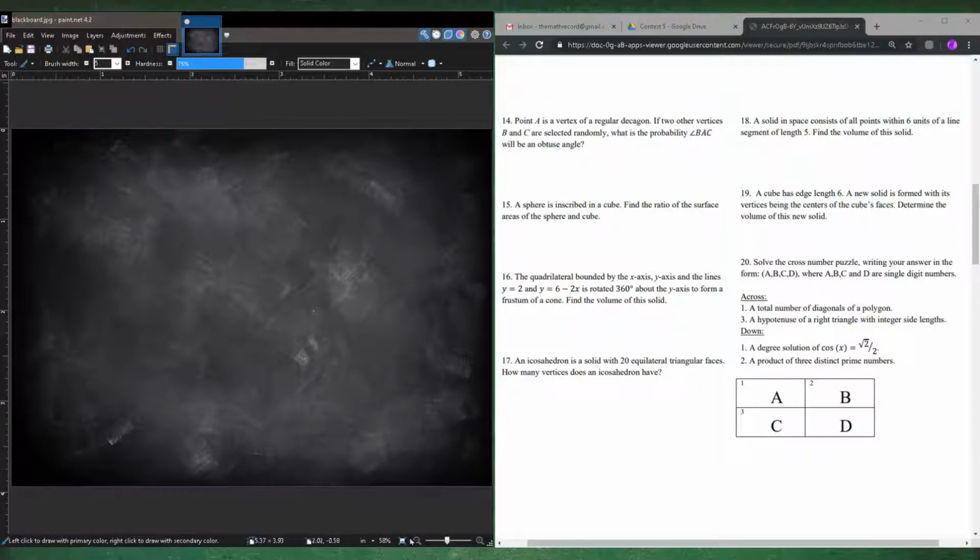Number 17. An icosahedron, sorry if I butchered that name, is a solid with 20 equilateral triangle faces. How many vertices does an icosahedron have?